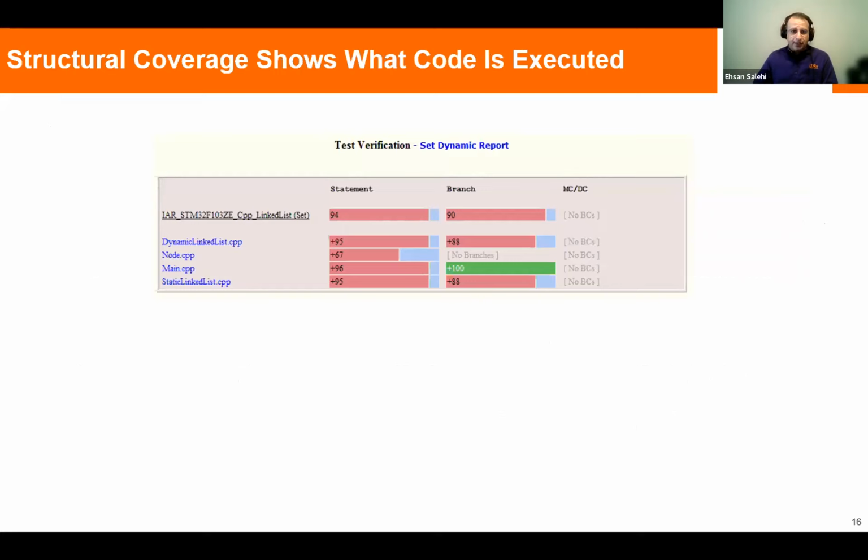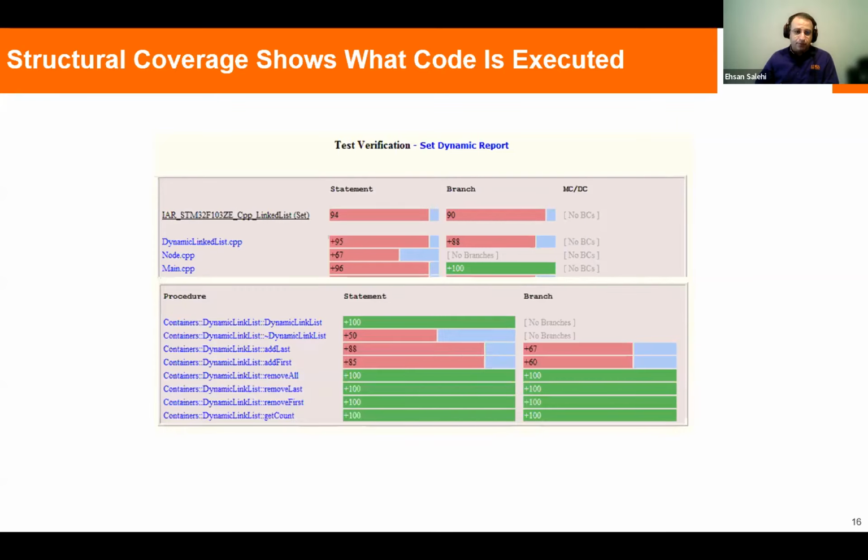Here you can see the different types of reports that can be generated as a result of the system testing. This is a dynamic report generated by TB Vision from the LDRA tool suite. You can see how much coverage we have for a set. We can also see the source codes. You can also see from the procedure perspective how procedures are being covered as a result of our testing.